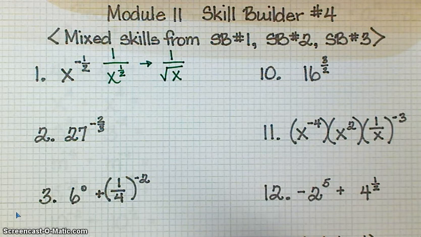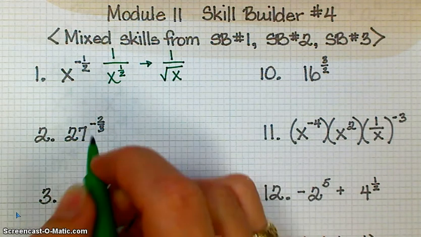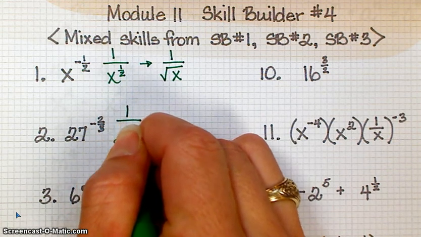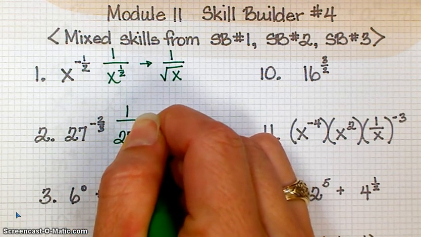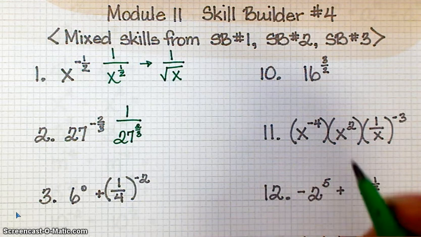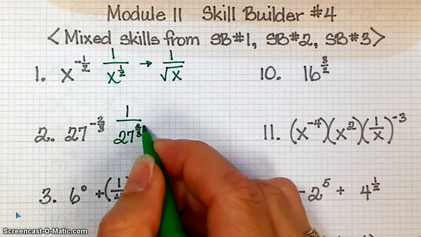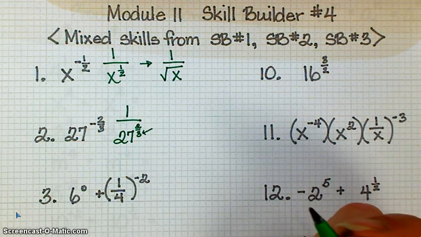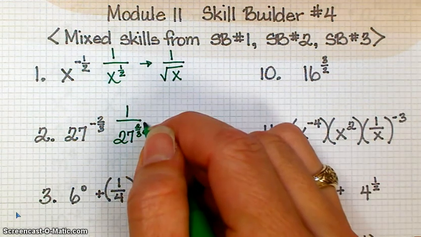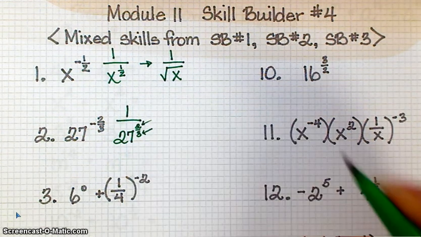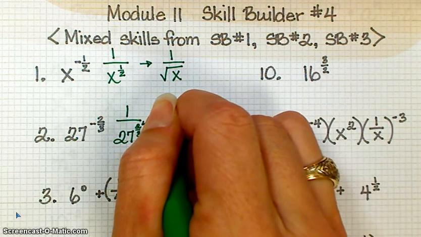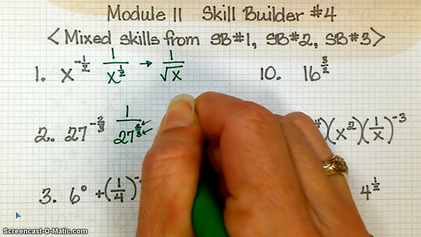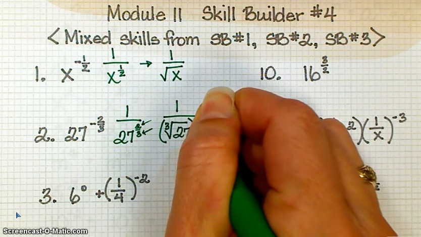Number 2, 27 to the negative 2/3. Again, I'm going to deal with the negative part of the exponent first. That would be 1 over 27 to the 2/3. And then if you go back, remember that this bottom part tells you the root that you're taking. So you're going to take the cube root or the third root. And then this tells you what you're going to raise it to when you're done. So 1 over the cube root of 27 squared.